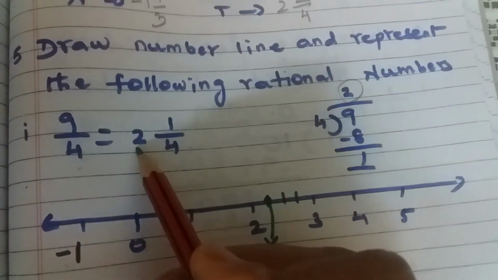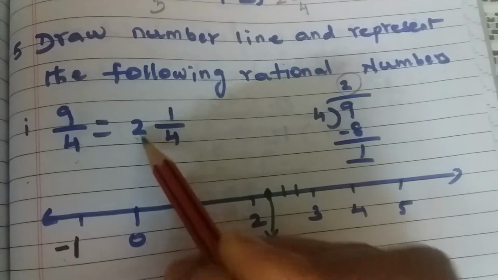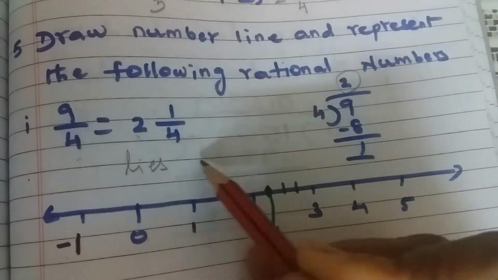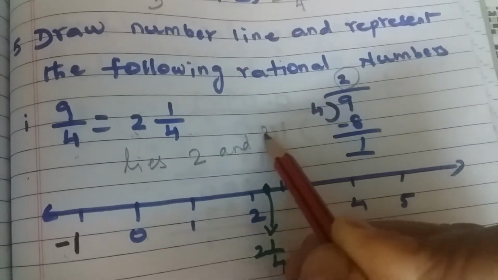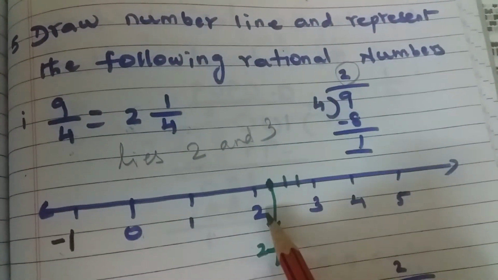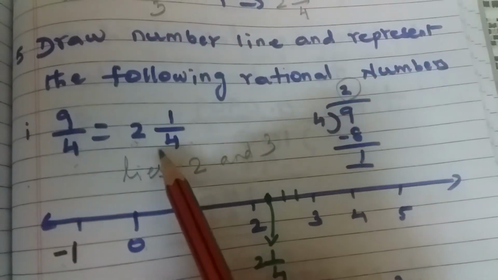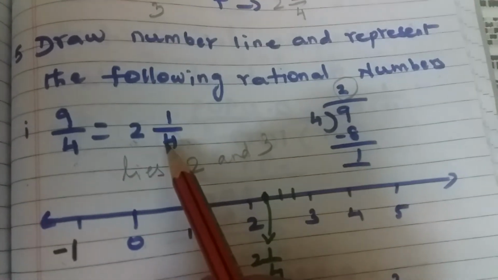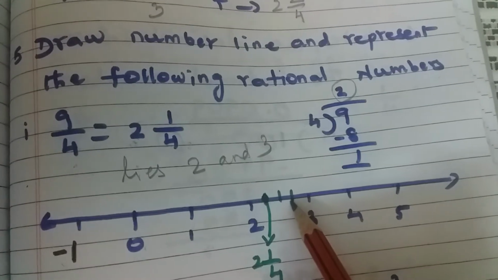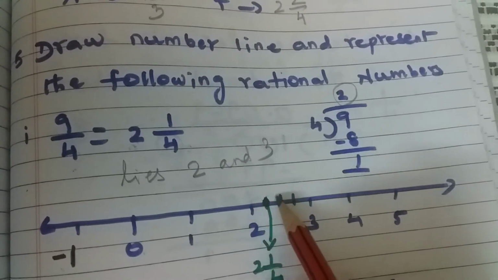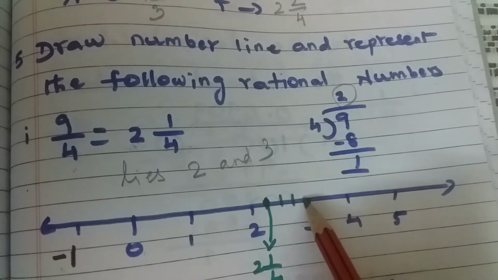2 1 by 4 lies between 2 and the next number, which is 3. So it is between 2 and 3. Between 2 and 3, into how many portions should we divide? 4 portions. For that you draw only 3 lines. 1, 2, 3, and it is divided into 4 parts.